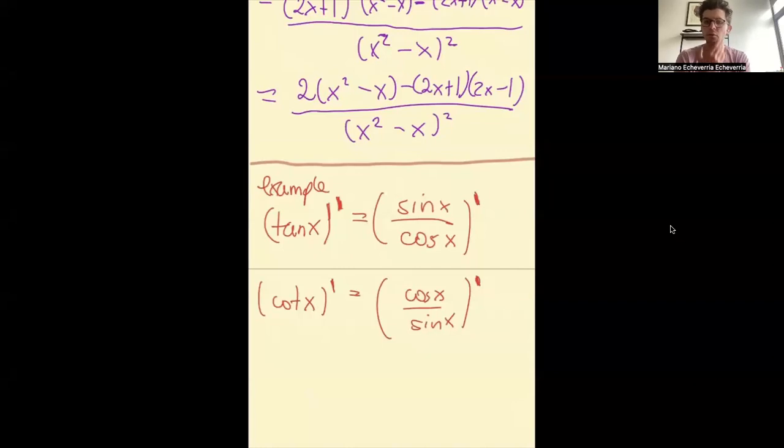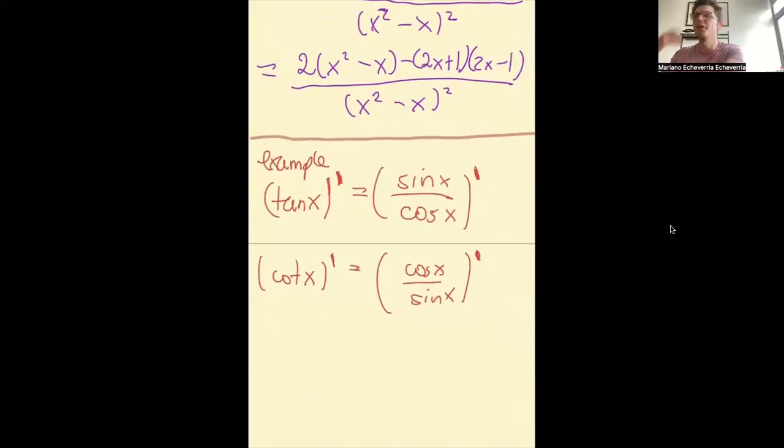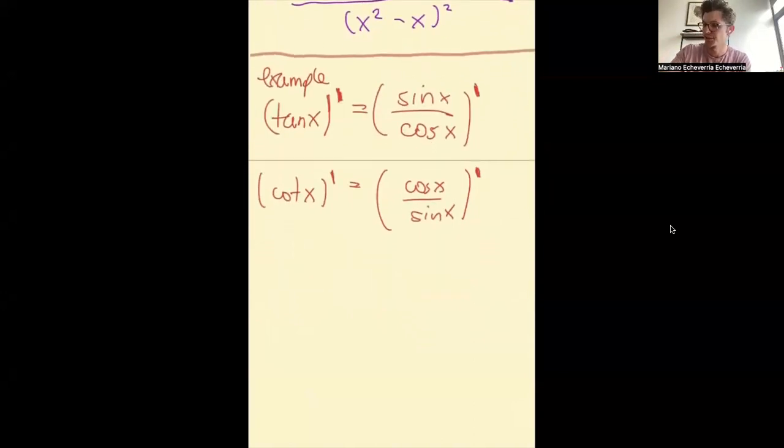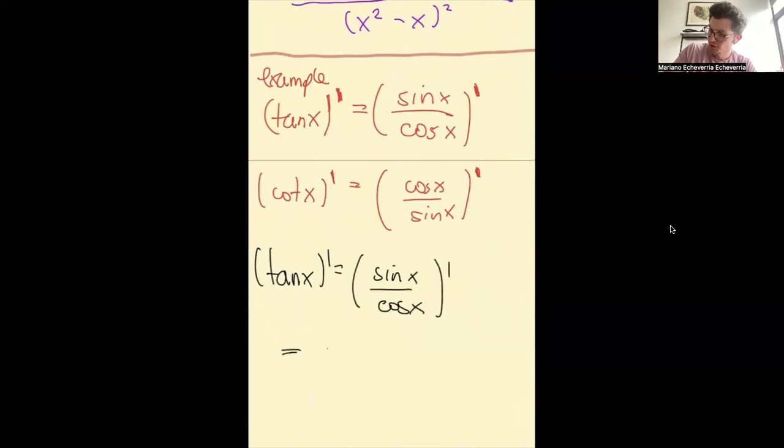Okay, let me write down the derivative. Let me do the tangent derivative. The other one is exactly the same. And then I'll put the answers. So, for example, the derivative for tangent again is the derivative of sine of x divided by cosine of x, and so that is the derivative of the numerator times the denominator minus the numerator times the derivative of the denominator, divided by the denominator squared.